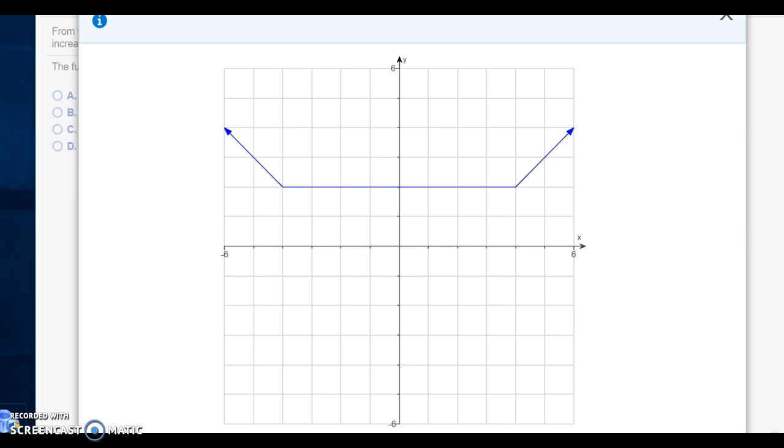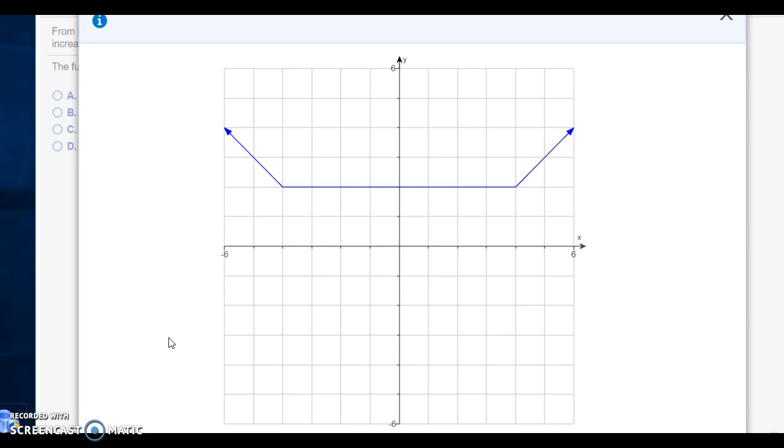Okay, first let's talk about what we're looking at. So we're trying to determine where this function is having any type of behavior. We are concerned about the input values, the x values. So we want to determine where this function is increasing.